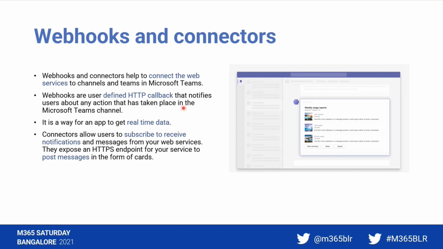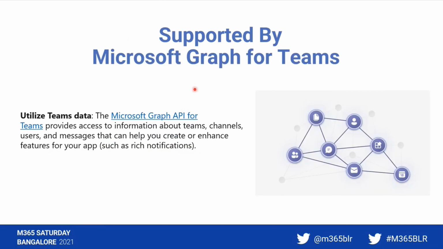So all of these are different types of Teams app capabilities, or Teams apps which we can create in a way to extend our Teams. The good thing is that all of this is supported by Microsoft Graph for Teams, right? There are Microsoft Graph APIs specifically available for Teams, through which we would be able to access all the teams, all the members within the teams, the channels, the messages, etc.